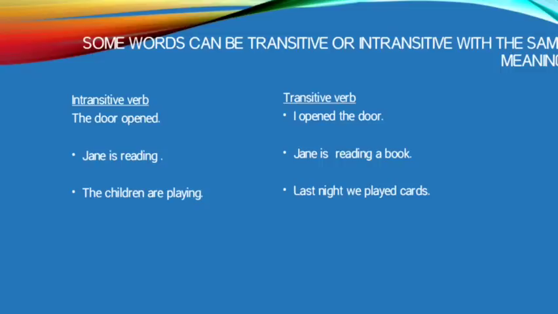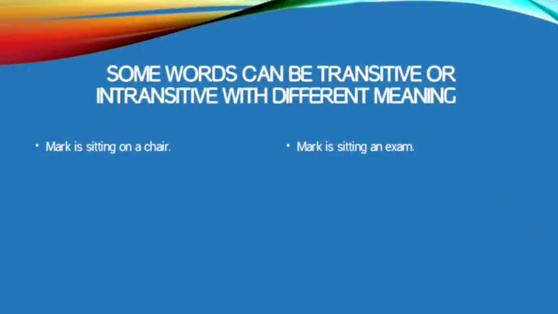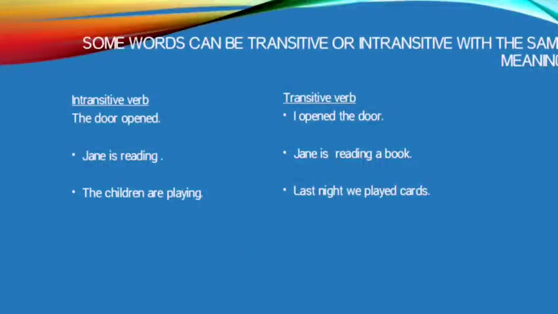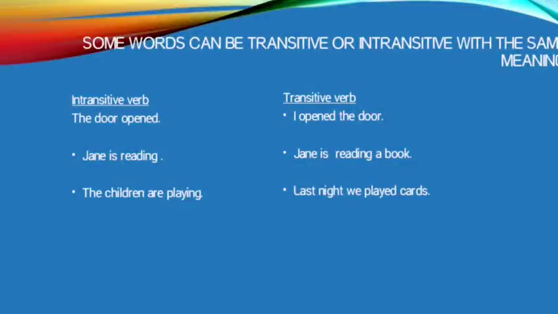Some words can be transitive or intransitive with the same meaning. Intransitive verb: the door opens. Transitive verb: I open the door. But the meaning of open is the same. Jen is reading. Transitive: Jen is reading a book. The action of reading is the same. The children are playing. Last night we played cards. Now we have an object here, but the overall general meaning of play is the same, meaning to enjoy yourself, do some activity.